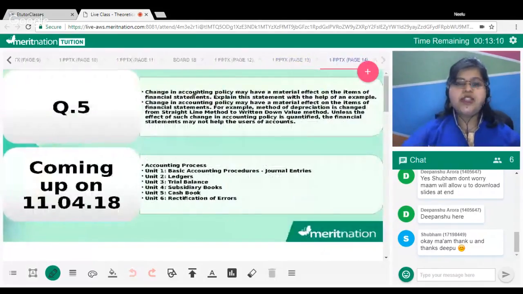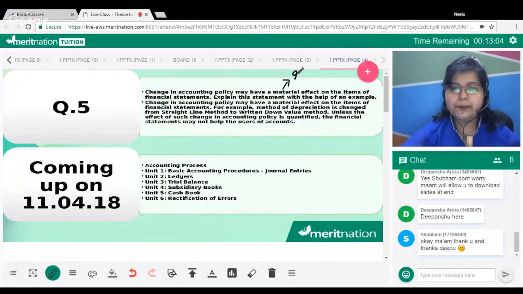Now, fifth: change in accounting policy may have a material effect on the items of the financial statements. That material word here always means important. Explain this statement with the help of an example. This statement basically means if you change an accounting policy, everything will change, your assets, your liabilities, your valuation, everything. For example, method of depreciation is changed from straight line method to written down value method. Unless the effect of such change in accounting policy is quantified, that is, calculated and treated, the financial statements may not help the users of accounting.